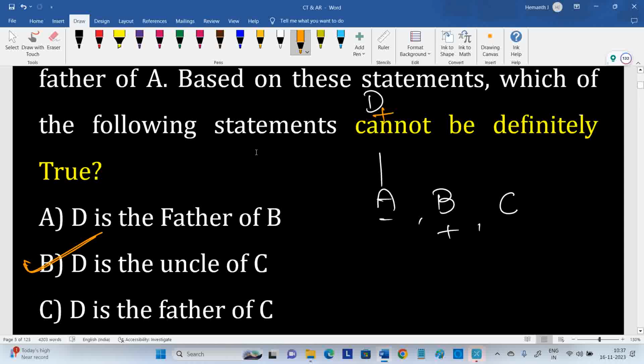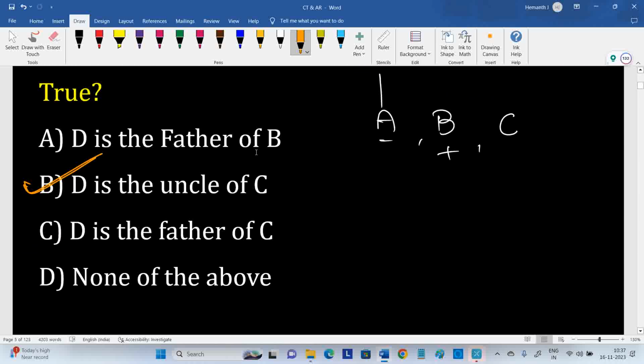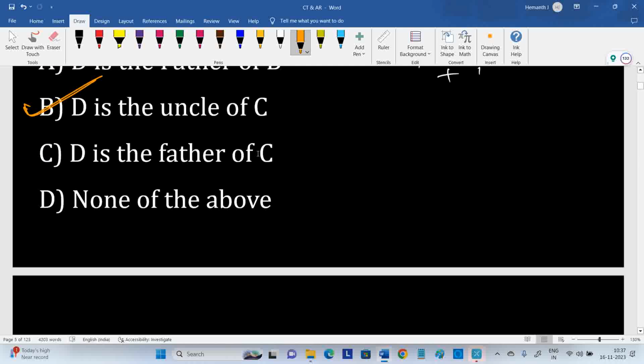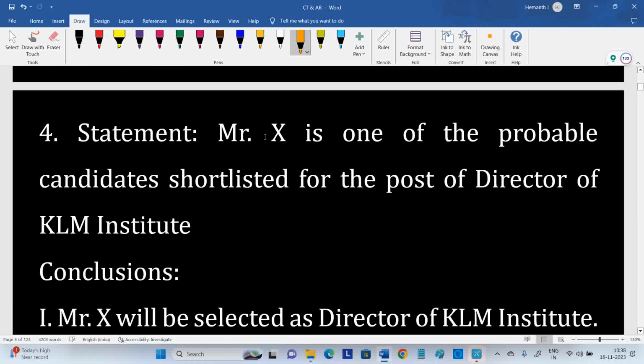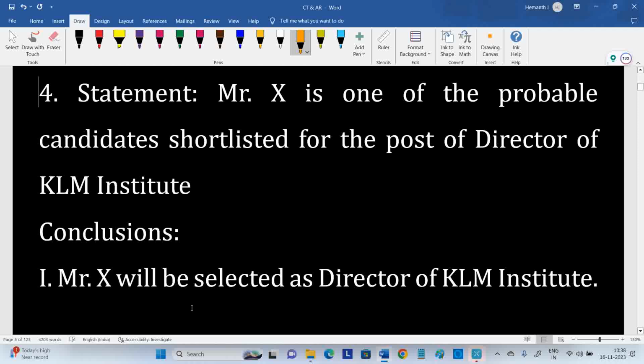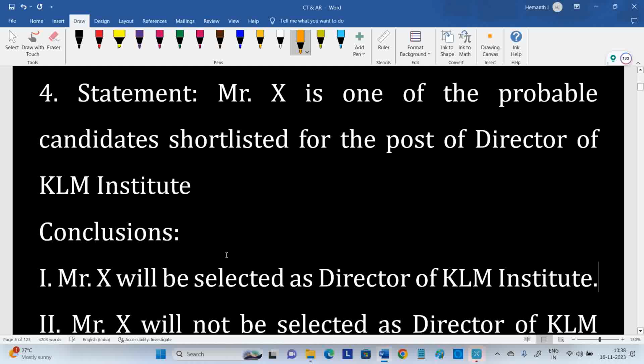So fine. I think everybody can guess among B and C one is wrong. Both cannot be true at a time, right? Uncle of C, father of C cannot be true at a time. You can decide. Blood relations are important. Next one, statements and conclusions, statements and assumptions we have given already. We discussed some questions in previous sessions also.